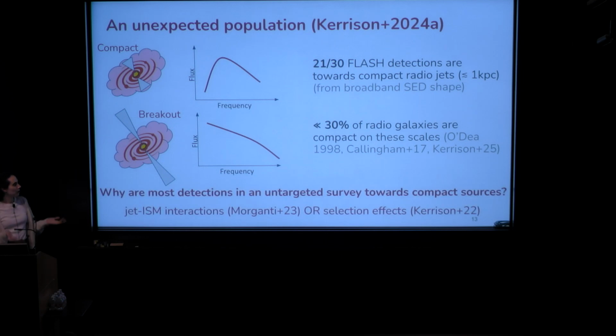And what we really want to know is why most detections in this survey that is untargeted, that is looking at every radio source in the sky, are towards these sources that are compact where the jets haven't broken out. It could be that we're seeing evidence of jet-ISM interactions, which means that the neutral hydrogen gas is really popping out in these sources, or it could be some sort of selection effect that maybe we didn't think about when we were calling this an untargeted survey.